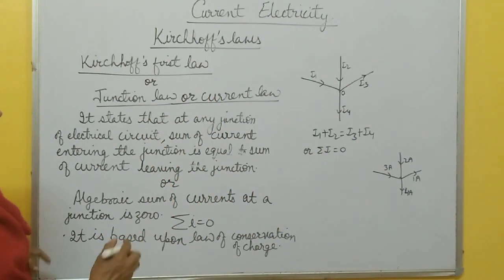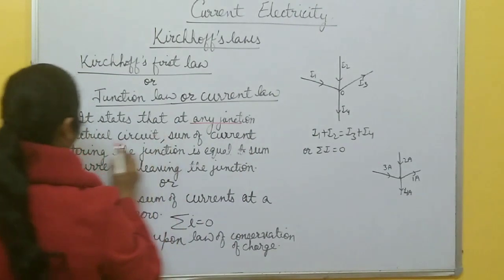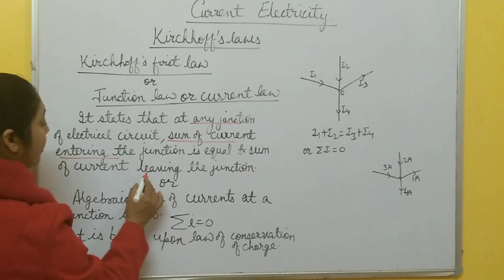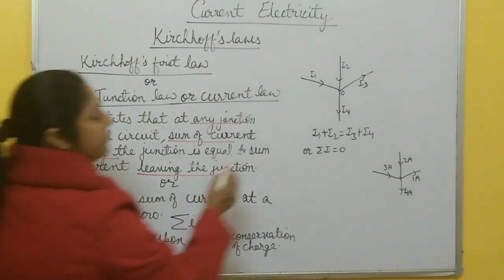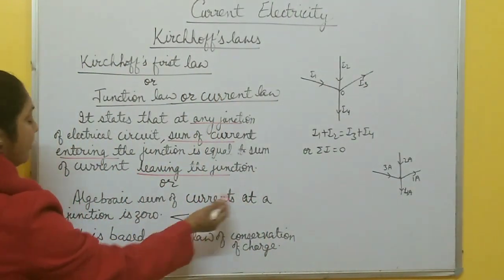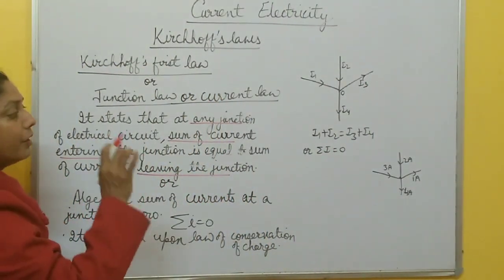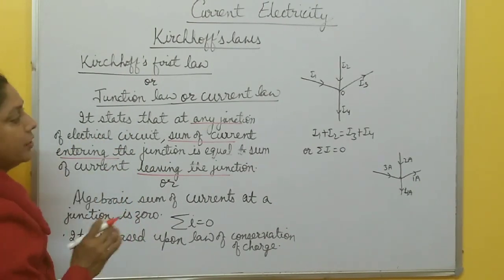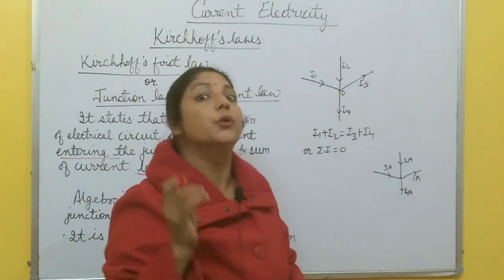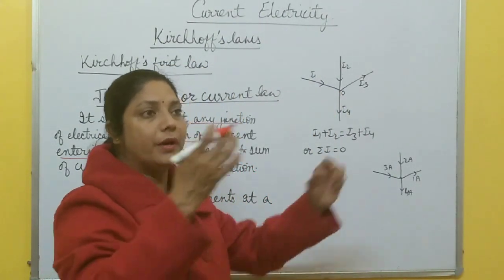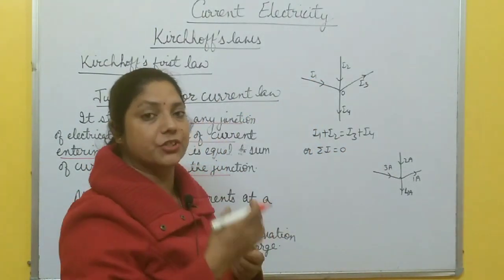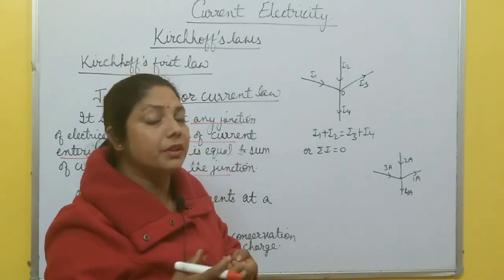In two ways you can define it. At any junction, the sum of current entering the junction is equal to the sum of current leaving the junction. It means I1 plus I2 equals I3 plus I4, or the algebraic sum of current at a junction is 0. It means the total current at the junction is 0, so the total charge at the junction is 0. Whatever amount of charge flows towards the junction is equal to the total charge leaving the junction.